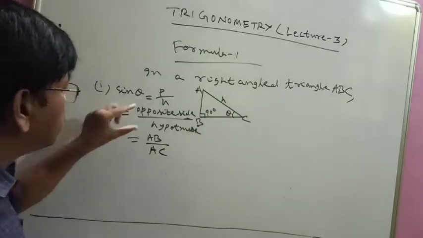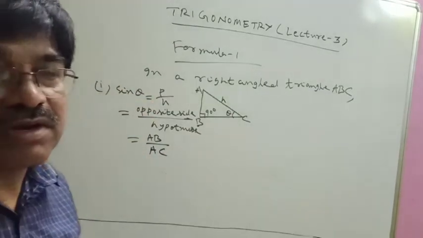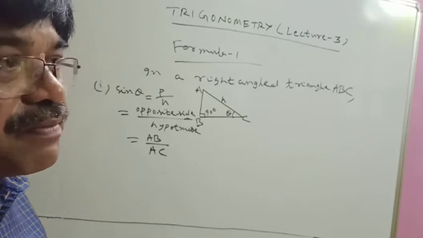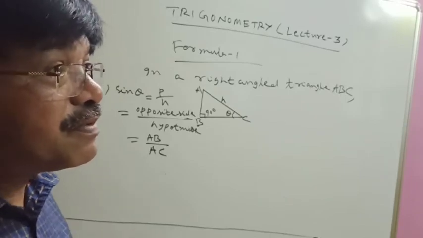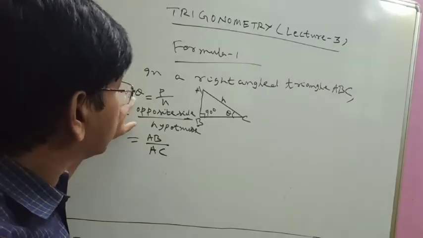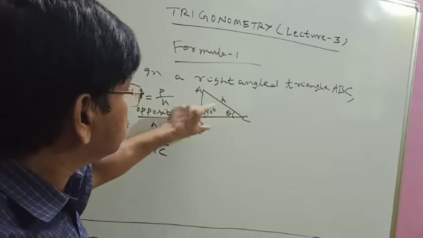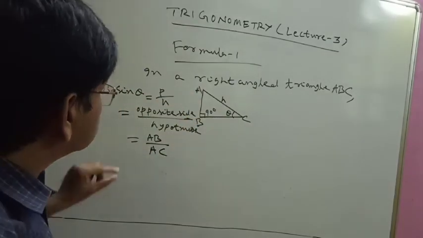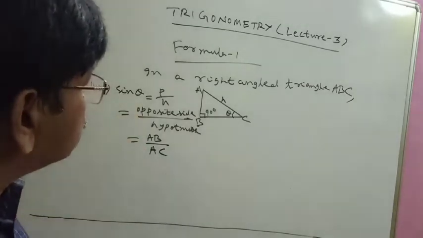Okay. So you remember in short form we can remember P by H, but that P is perpendicular. It is the perpendicular, the opposite side to the angle. Here theta is this angle. So its opposite side is AB. So this is the main concept that sin theta is opposite side by hypotenuse.